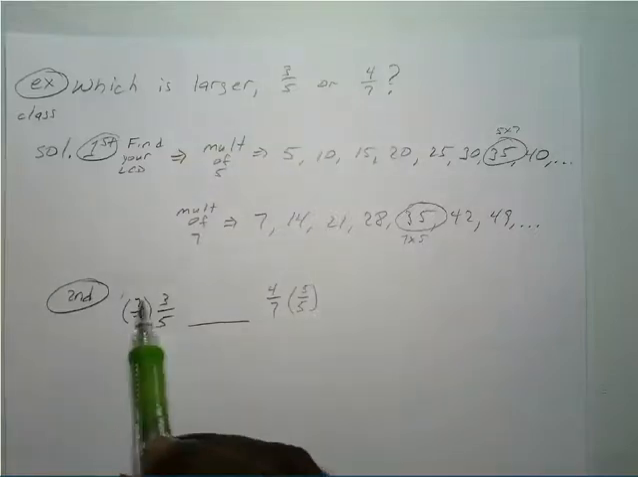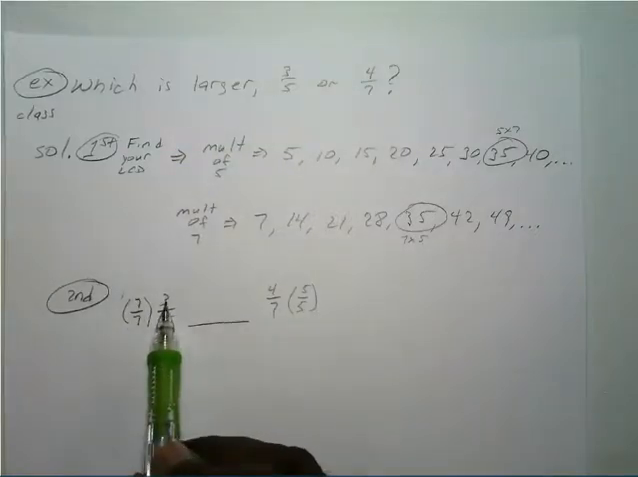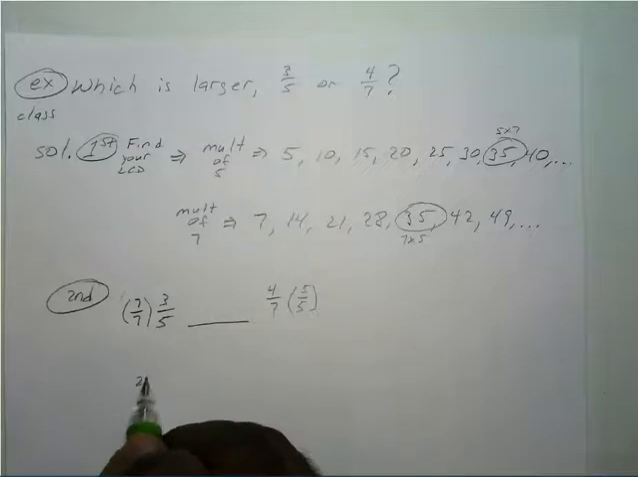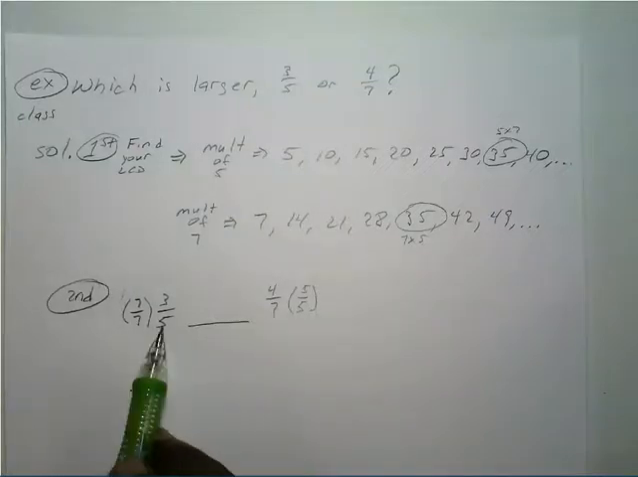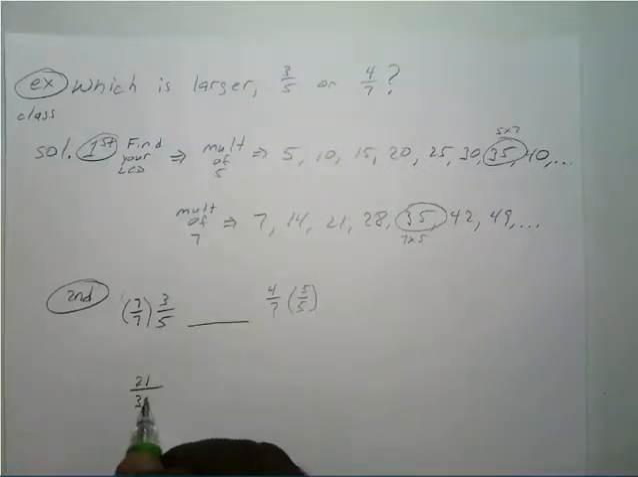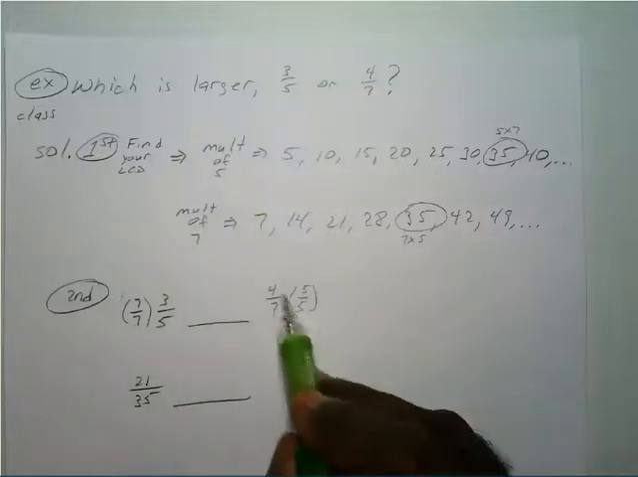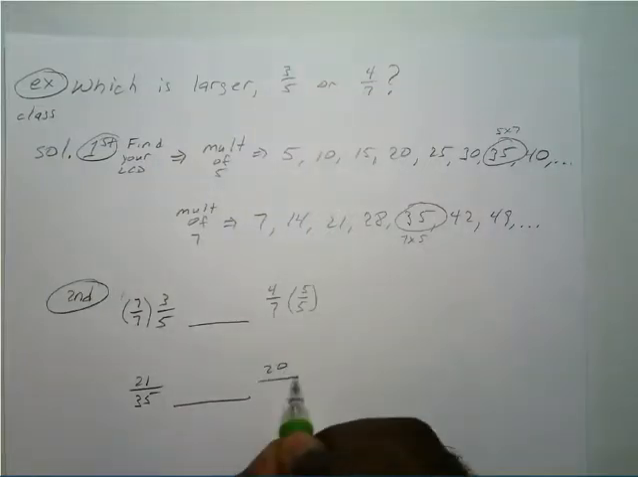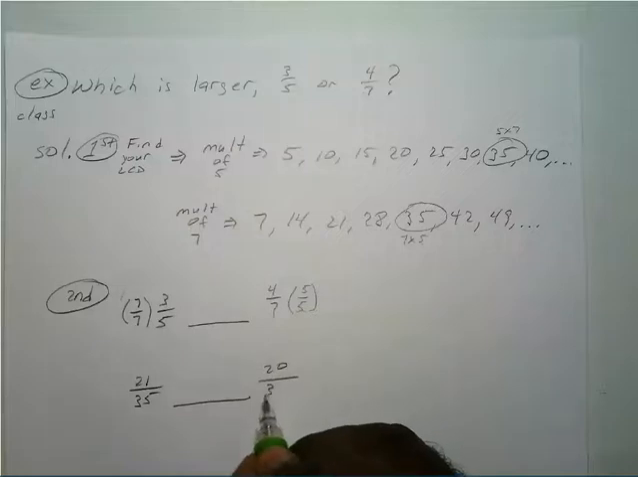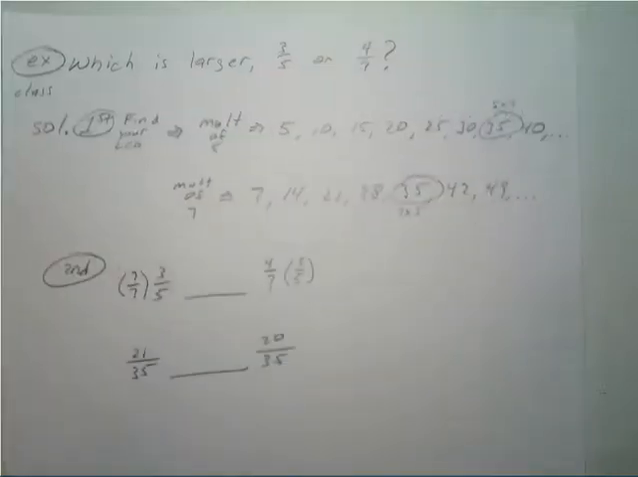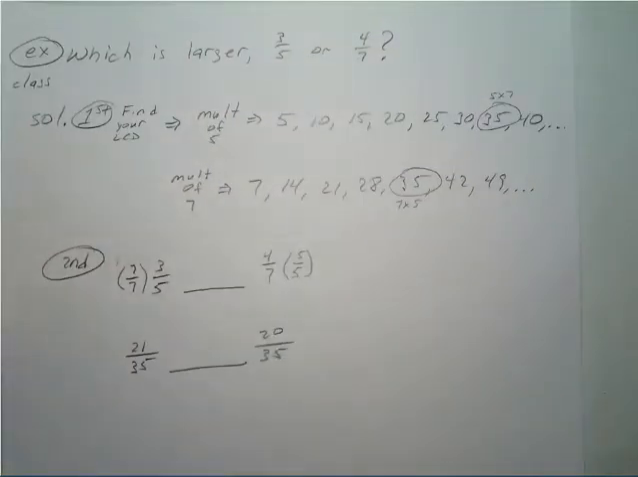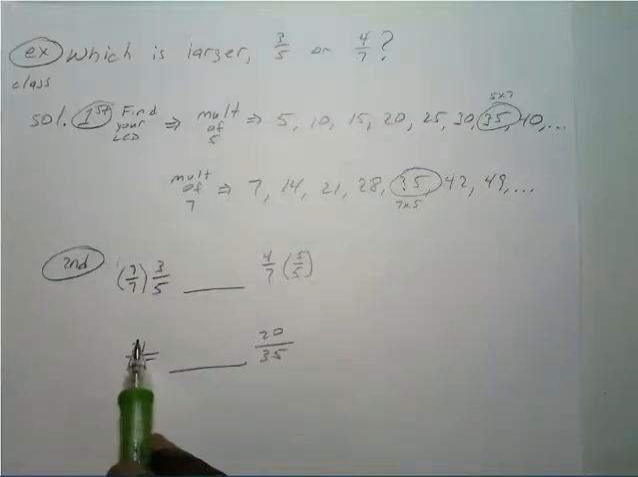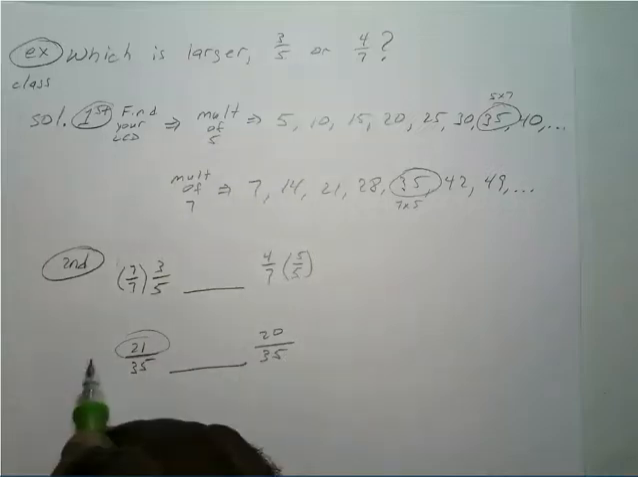And then we just multiply it across. 7 times 3 is 21, over 7 times 5, which is 35. You have 4 times 5, which is 20, over 7 times 5, which is 35. All right, so if you notice, once again, this is the larger numerator.